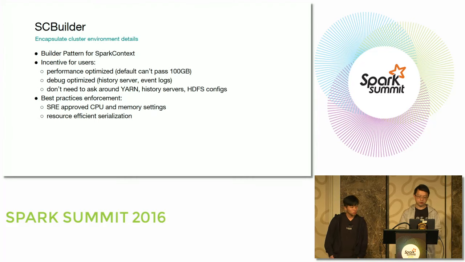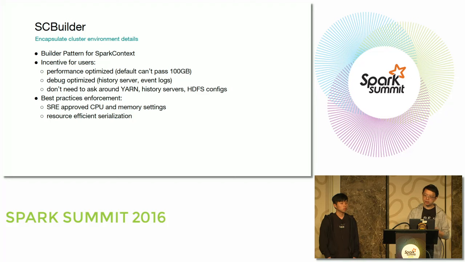So the first feature, which is actually pretty simple but a very powerful feature for our users, we call it SC Builder, a Spark context builder. Basically, it's an API, a builder pattern for creating a Spark context. The idea is to abstract out the cluster detail. When a Spark engineer creates a job, they just call this API, and then automatically, transparently, they get back a Spark context that has all the configuration optimized for performance, debugging, and also the environment configuration.